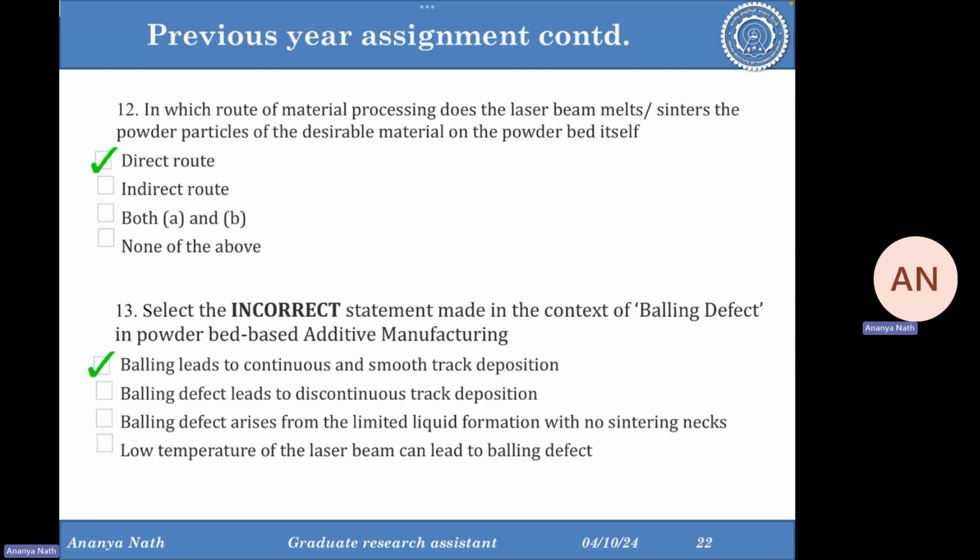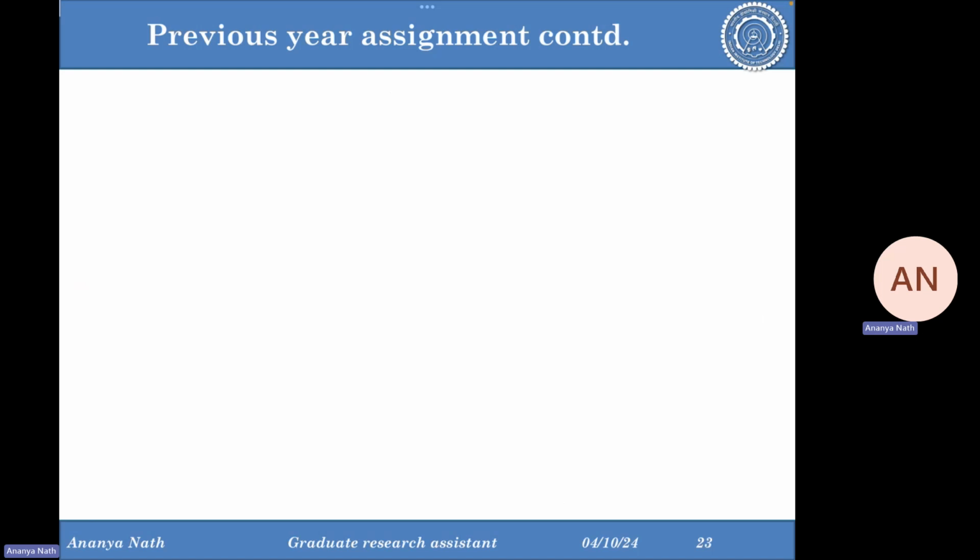So balling leads to continuous and smooth track deposition. Obviously not, because these are defects. You will get nice balls over the track instead of a continuous melted track or bead. Balling defects arise from the limited liquid formation with no concentric necks. Yes. Balling defect leads to discontinuous track deposition. Yes. Low temperature of the laser beam can lead to balling defects. Yes.